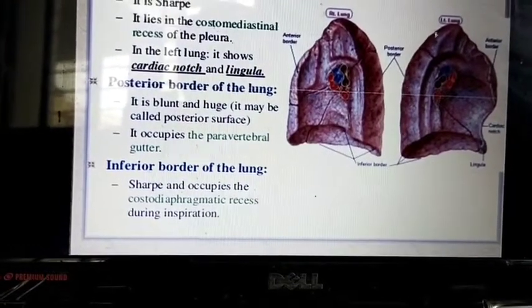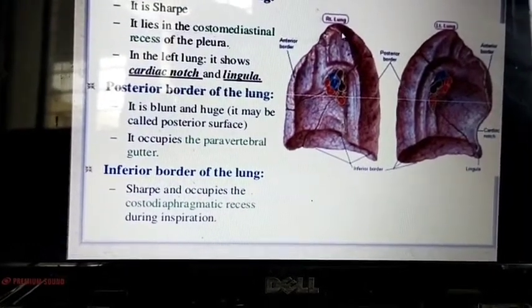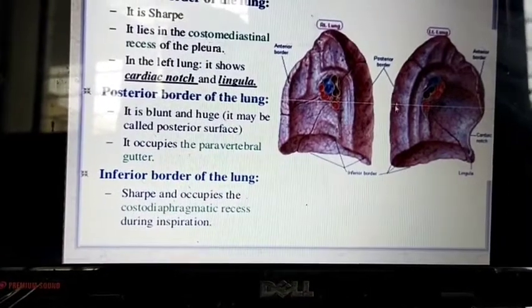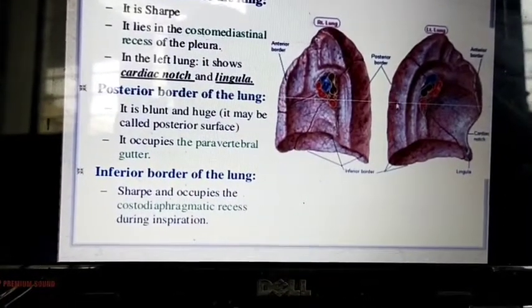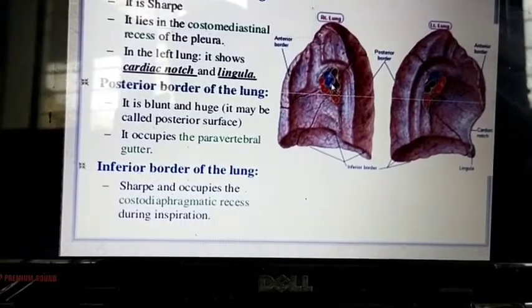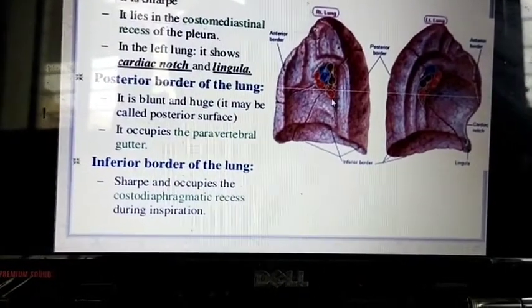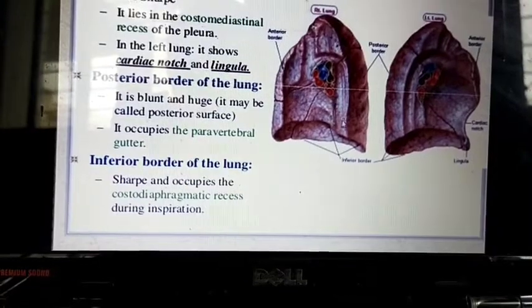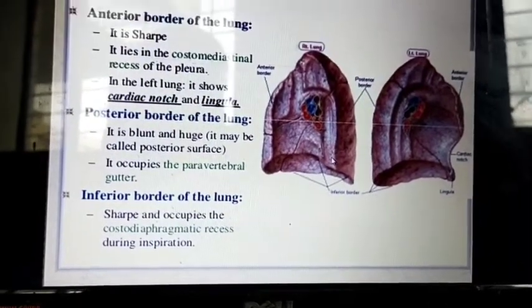Then this is the inferior border. It is thick and ill defined. The inferior border of the lung is sharp and occupies the costodiaphragmatic recess during inspiration.